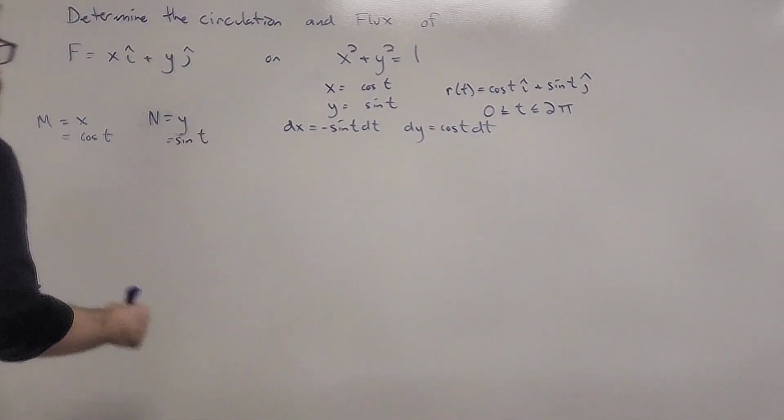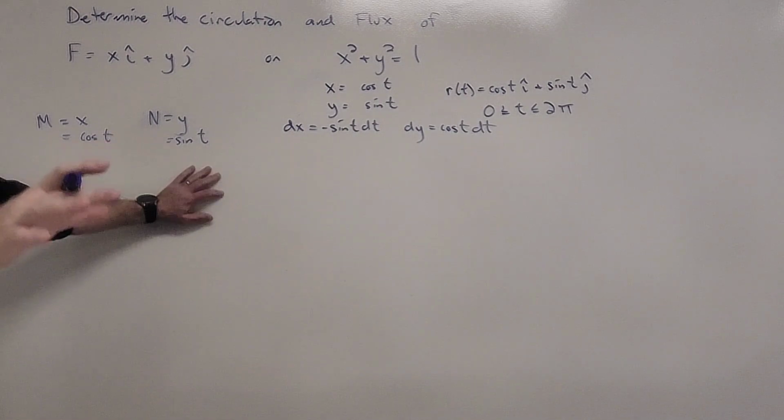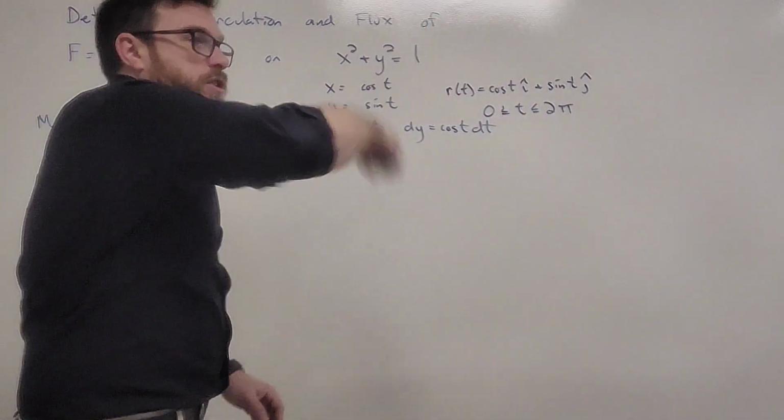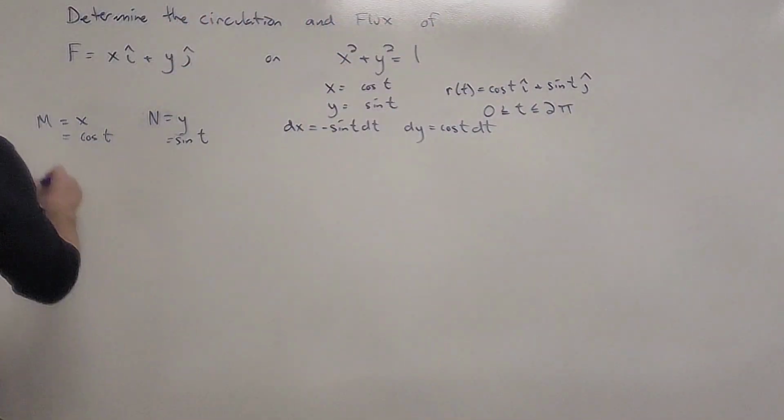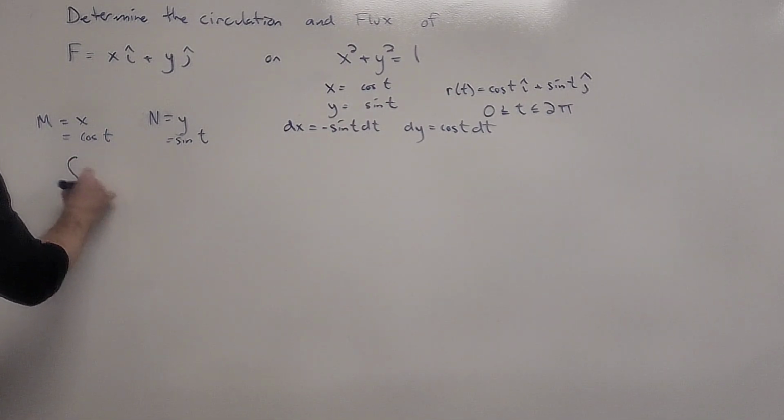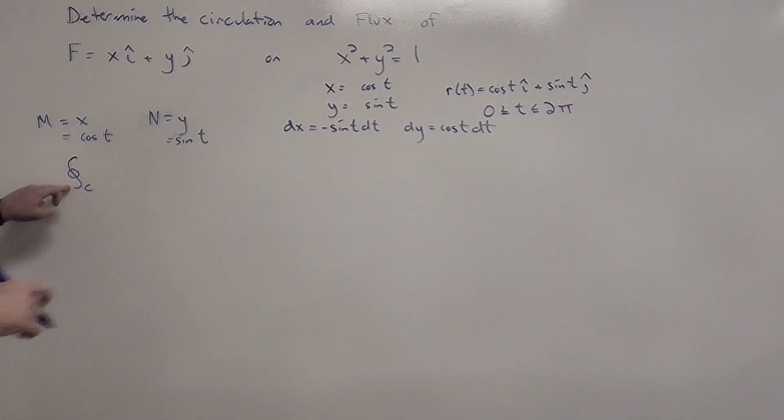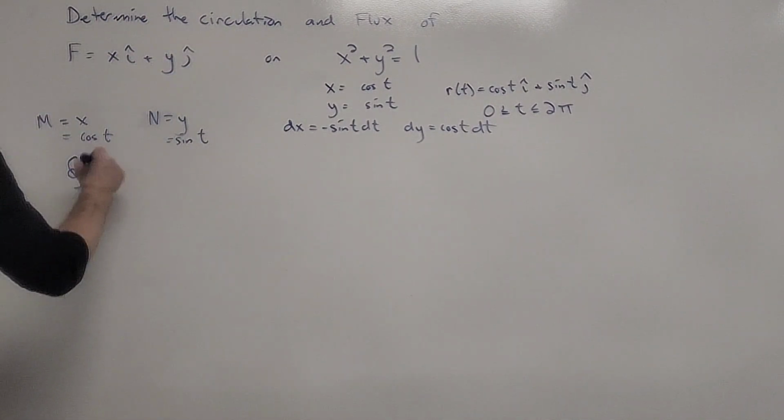And then we can set up your circulation. Now your circulation is the same thing as work, except circulation is through this closed loop. So the circulation is going to be the integral over the curve. And if you see a closed loop, that just means that the curve runs into itself.